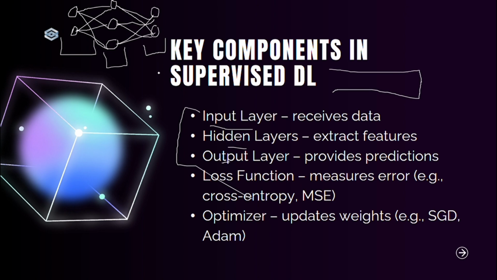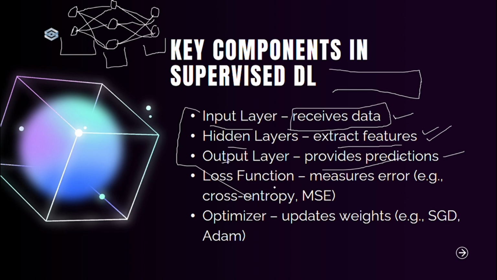See, the input layer receives the data from the users. The hidden layer extracts the features, based on what types of features are involved. The output layer provides the predictions based on the input. Based on the hidden layer, it finds the prediction for the input data.